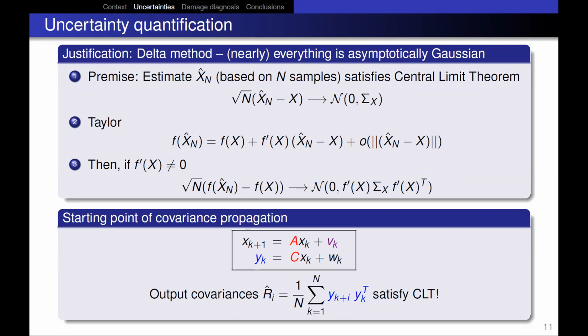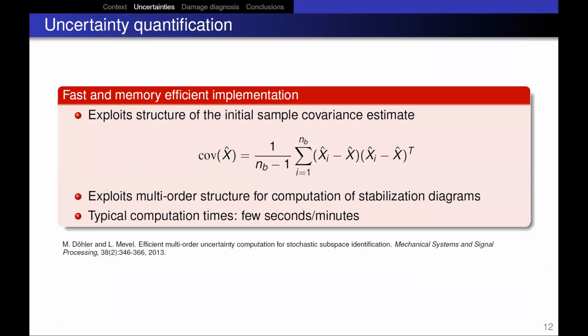And here it's the case, because we have a mixing process, our system is stable, so this makes those covariances Gaussian. So we can start with their sample covariance computation and then just propagate everything through the algorithms, and everything else is Gaussian as long as our derivative is non-zero. So that's for the theory.